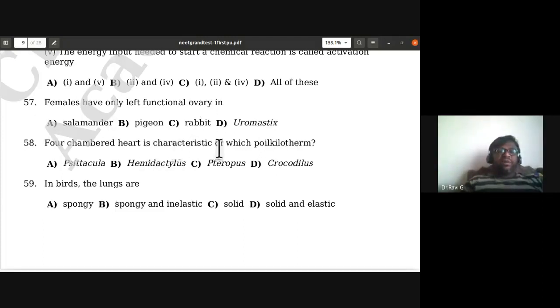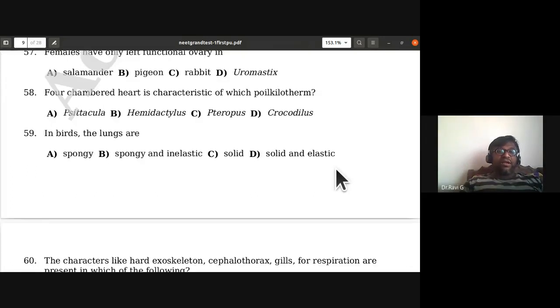Okay. Four-chambered heart is characteristic of which poikilotherm? I like this question a lot because they have asked about a cold-blooded animal which has a four-chambered heart, and that is found in this reptile, especially crocodile. Crocodile is the only reptile where you find this four-chambered heart, whereas remaining reptiles have three-chambered heart with partially divided ventricles. But in crocodile, they have four-chambered heart.